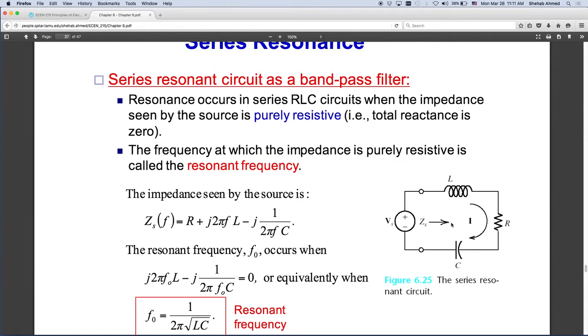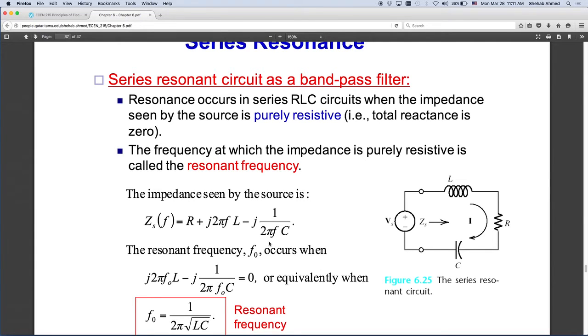Right? So, which means what? Which means that at the resonant frequency, this L and C do not exist. So this frequency, when it appears at the input, will appear across the resistor. So I am allowing that frequency component only to pass through. For any other frequency component, this omega L is going to be very large, and 1 over omega C will be very large. They will have values at other frequencies.